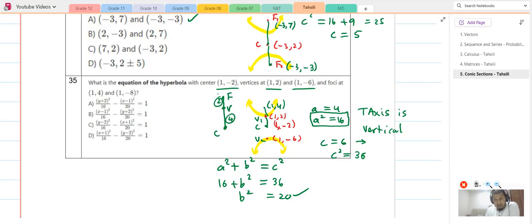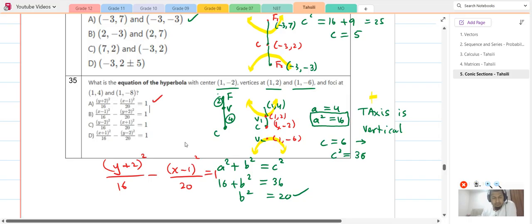Transverse axis is vertical, so that should be the positive part, right? So the positive part is y. What's the value at the center? Minus 2. So y plus 2 all squared over 16. That part needs to come first. 16 minus (x minus 1) squared over 20 is equal to 1. So option number 1. I hope you understood that. Make sure that you know how to visualize the hyperbola using this information.